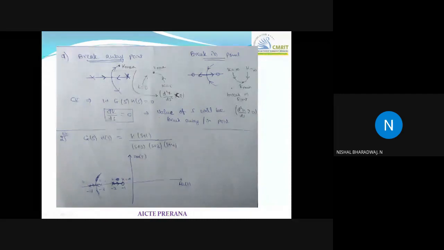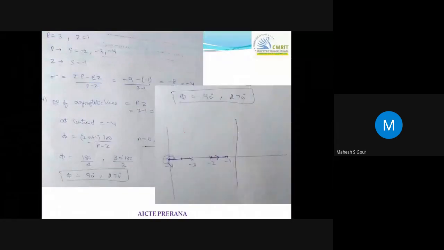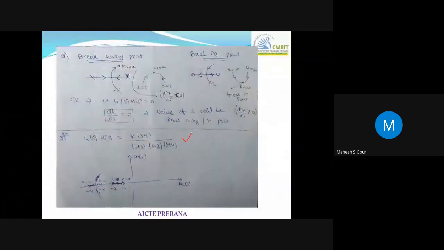No, sir. No doubts, right? So can you solve one problem? Which one? Can you solve and tell me? It is k into s plus 1 divided by s plus 2 into s plus 3 into s plus 4.